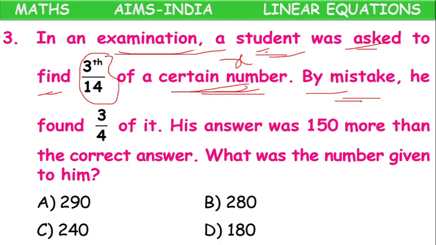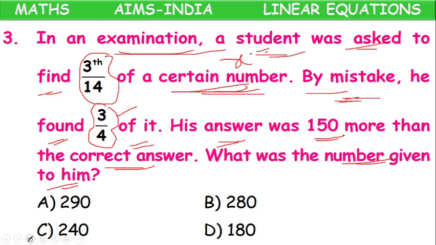By mistake, he found 3 by 4th of it instead of finding 3 by 14th part. His answer was 150 more than the correct answer. What was the number given?